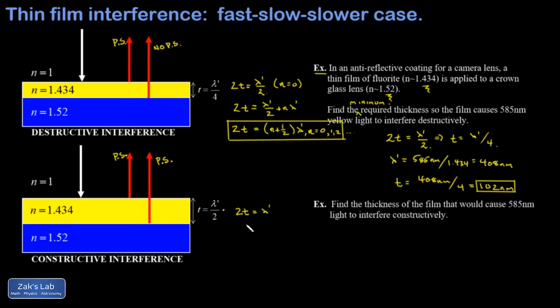To generalize this, as long as I have an integer number of wavelengths for my extra travel distance 2t, I'm going to get constructive interference. And again, in my example, I should have said minimum.